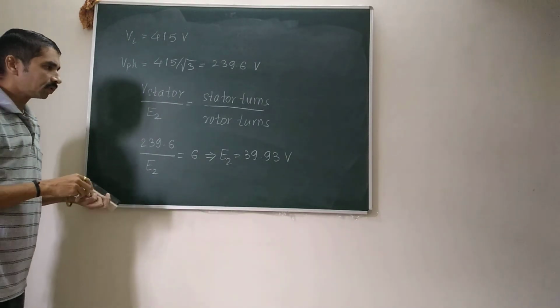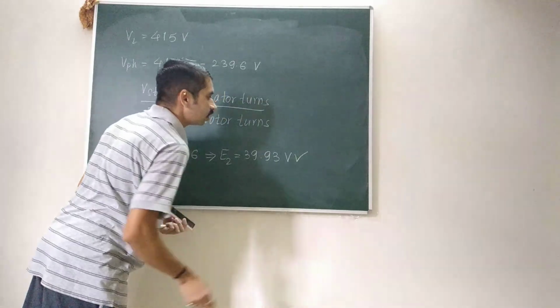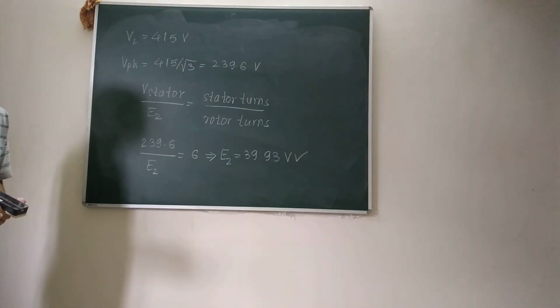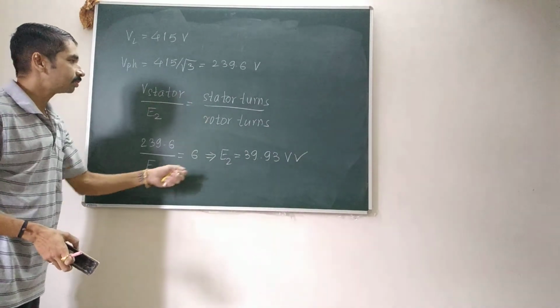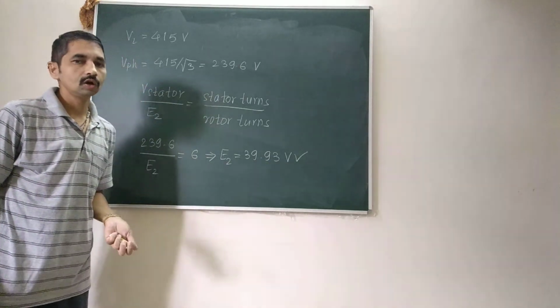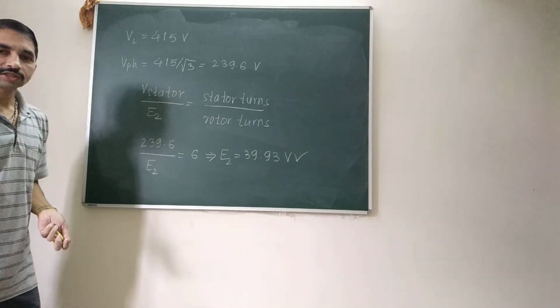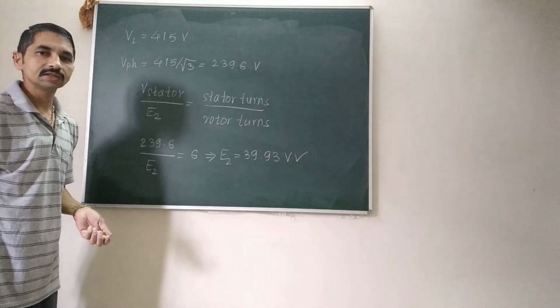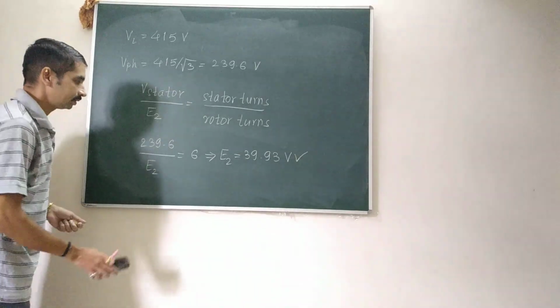This value is important for us. To solve this numerical further, I need to know the value of the rotor induced EMF per phase, and it comes out to be 39.93 volts. Let us now solve further to get the rotor current per phase and power factor.